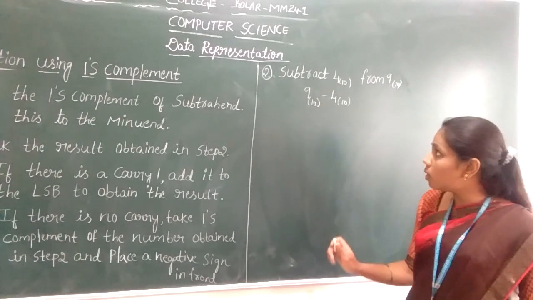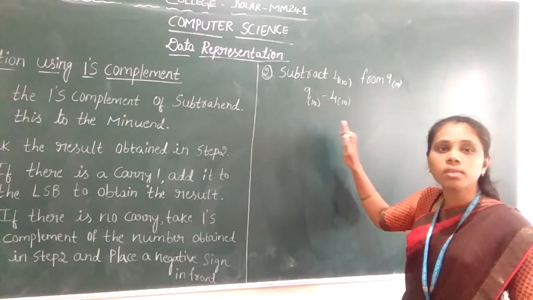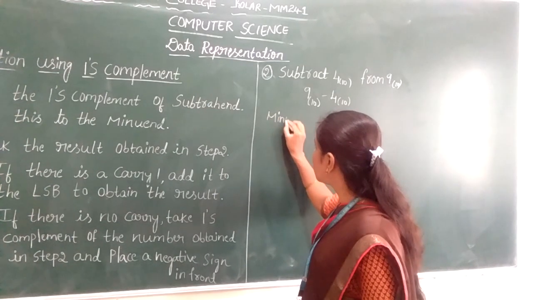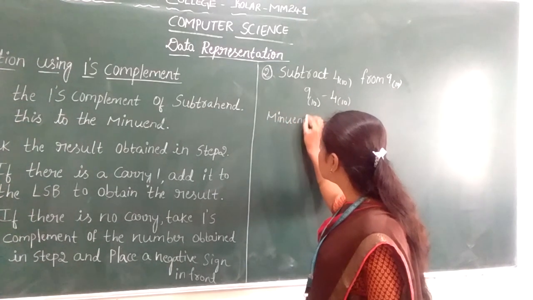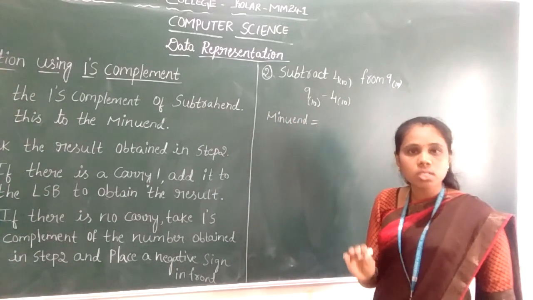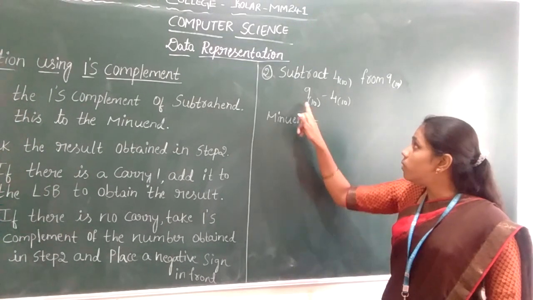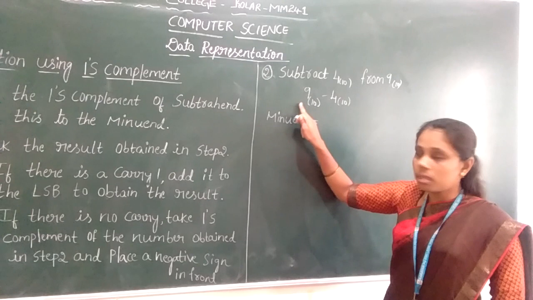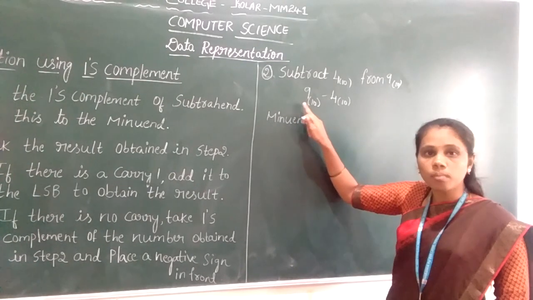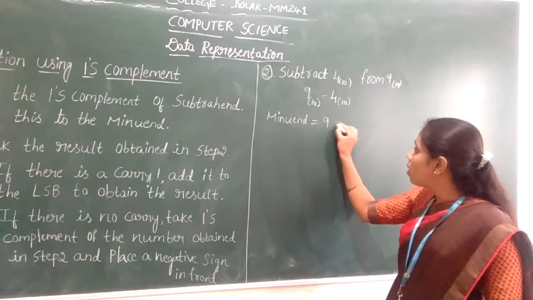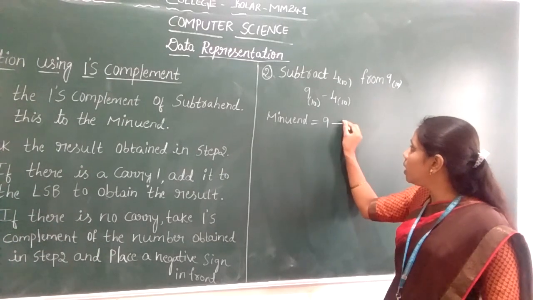So that will be written as 9 minus 4. Here first find out which is a minuend and which is a subtrahend. The minuend is the number from which we are subtracting. We are subtracting from 9, hence the minuend is 9. And find out its binary equivalent value.